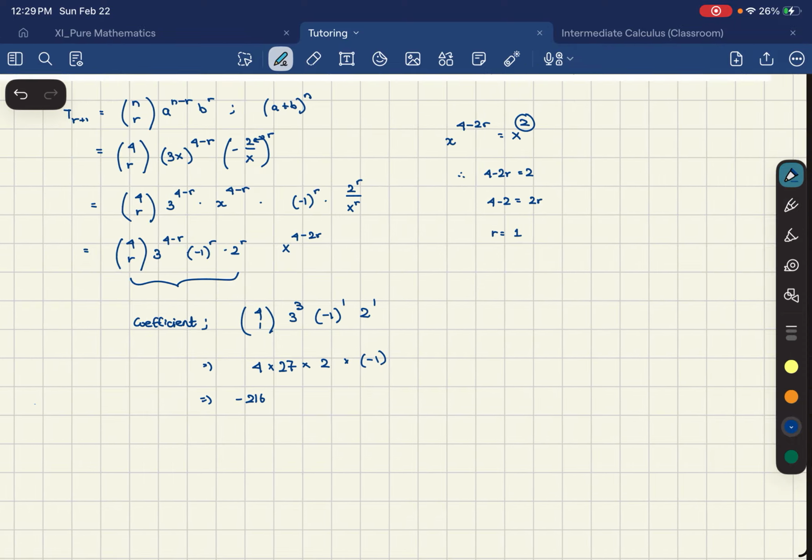And you can also use Pascal's triangle to solve for this one. So that is your answer.